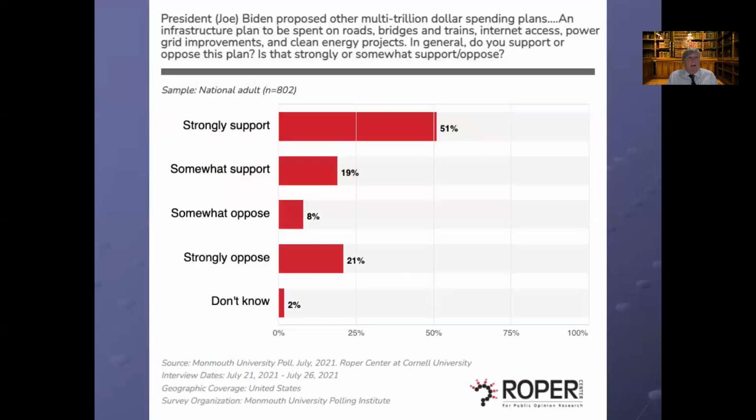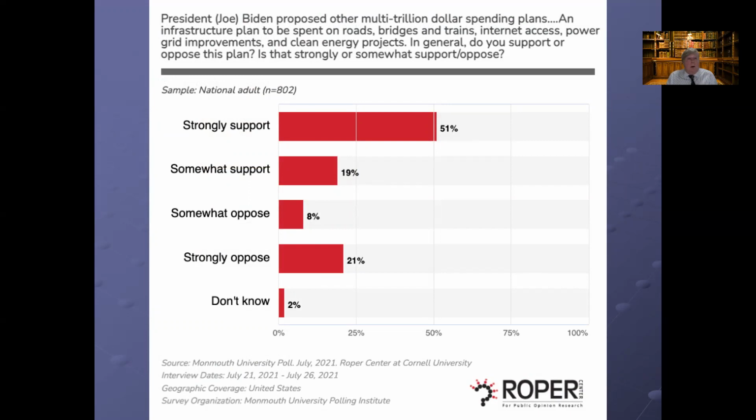Another question for Biden. President Biden proposed other multi-trillion-dollar spending plans, an infrastructure plan to be spent on roads, bridges, and trains, internet access, power grid improvements, and clean energy projects. In general, do you support or oppose this plan? Is that strongly or somewhat support or oppose? So those who strongly support Biden's infrastructure plan is 51%. Somewhat support, another 19%, somewhat opposed, 8%, strongly opposed, 21%.